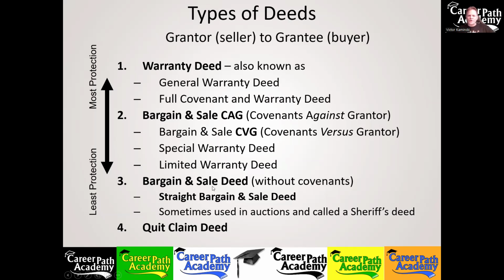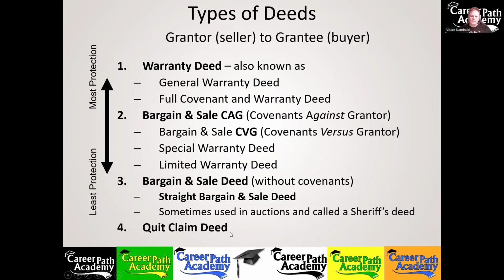And then we got the straight bargain and sale deed, bargain and sale deed with no covenants. Sometimes used in auctions called sheriff's deed on top, or they use them for tax sales and such as that. The holder who signs a bargain and sale deed without any covenants is just saying that they have the legal right to sell the property, and they're not making any guarantees whatsoever as to the quality of the deed.